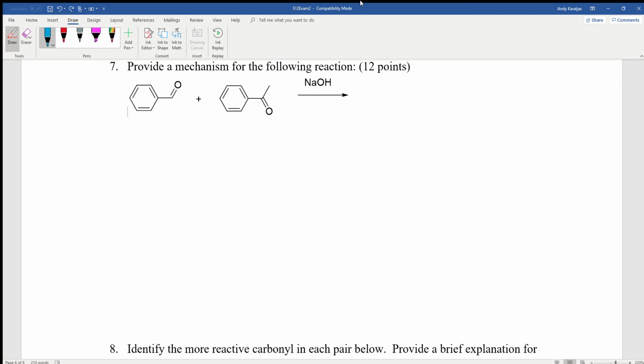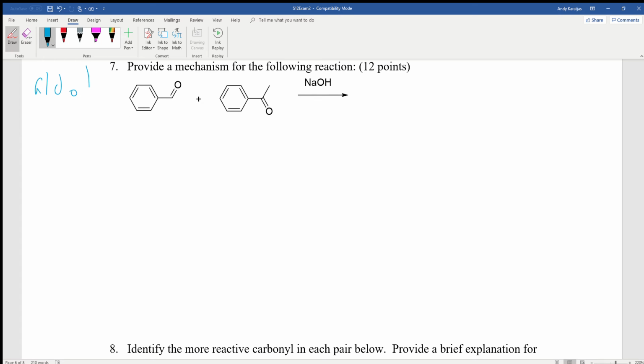Here in question 7, we're looking for a mechanism for the reaction that's drawn. And this question is actually similar to where we started on this exam in question 1a, that we have the reaction of two carbonyls in the presence of a base. So once again, we're looking at an aldol condensation.